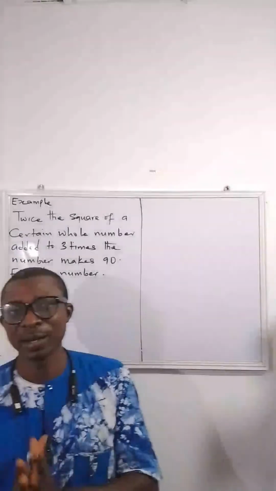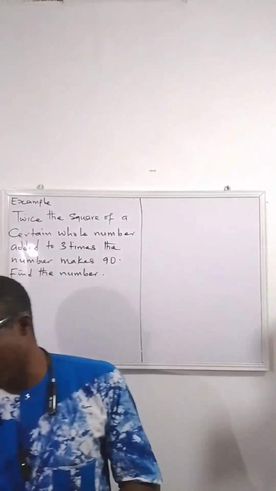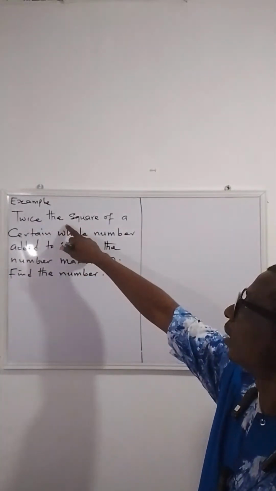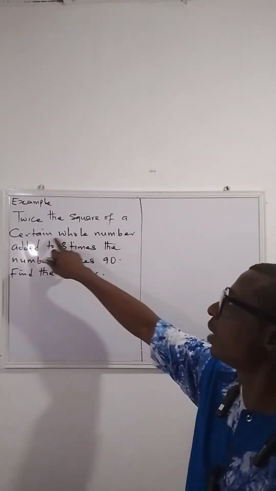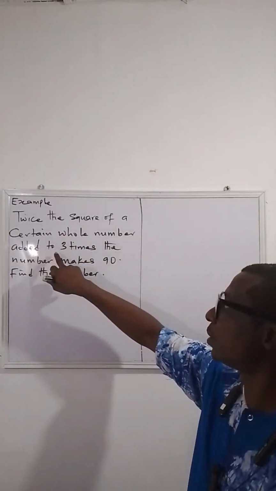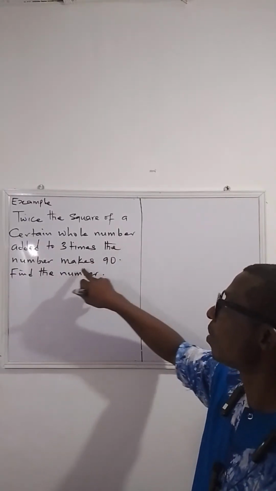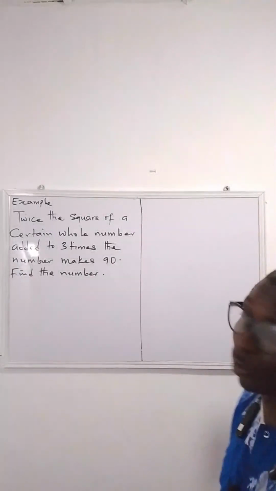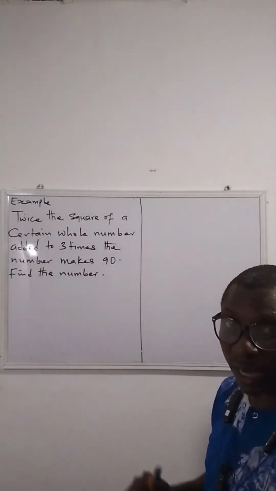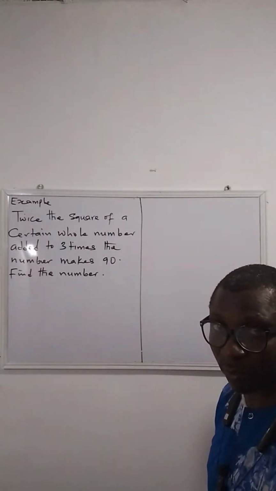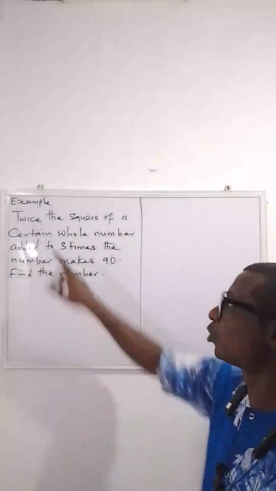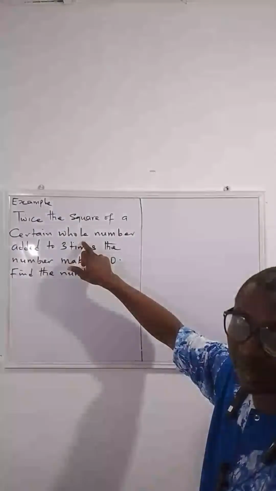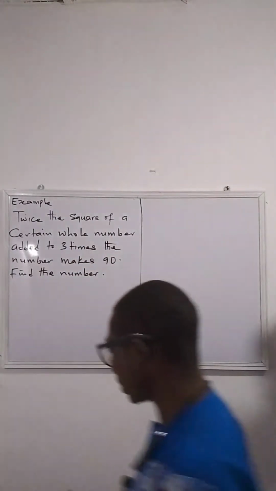Okay, so now let us dive into today's class. We have this question on the board. Twice the square of certain whole number added to 3 times the number makes 90. Find the number. Okay, so now to answer this question, I have to read in between lines. I make sure that I understand what the question is talking about. So now look at it. Twice the square of a certain number, a certain whole number.